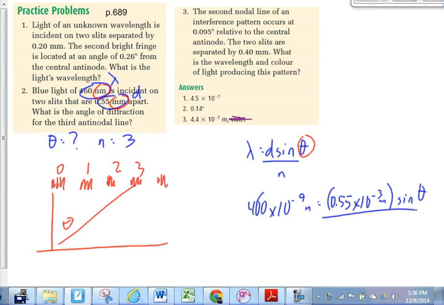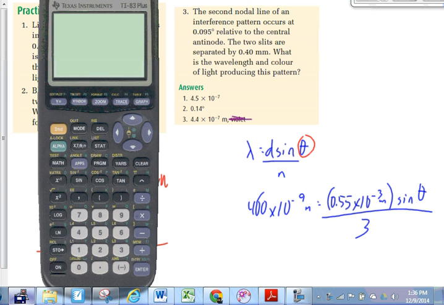And n was 3. So let's pull out the calculator here again. 460, multiply that by 3 and divide it by 0.55. And now let's take the inverse sine of that. Make sure you're in degree mode.